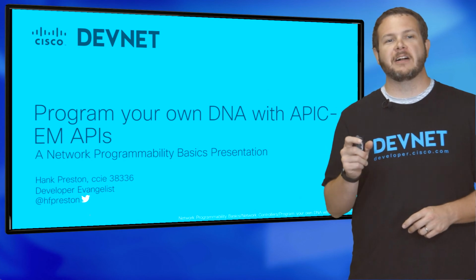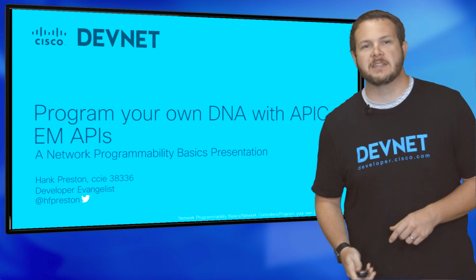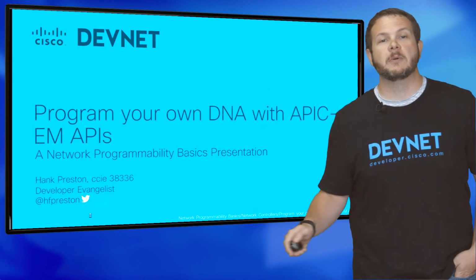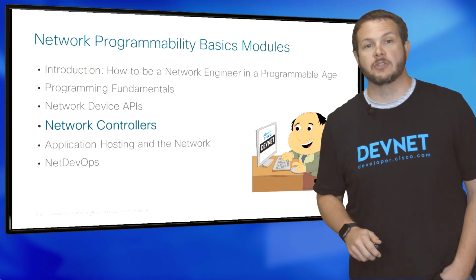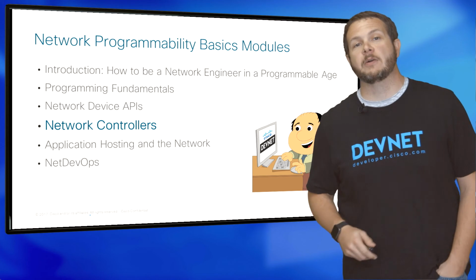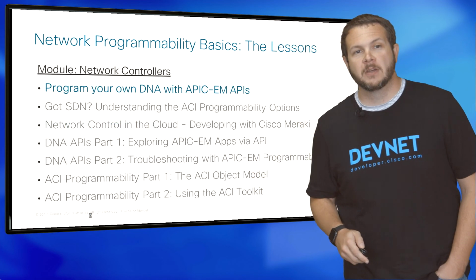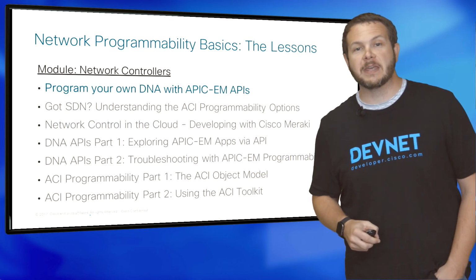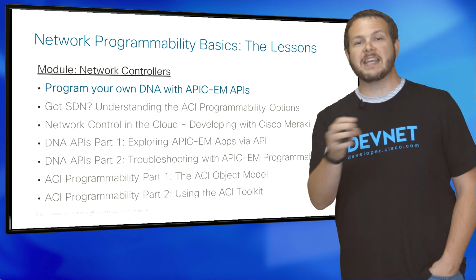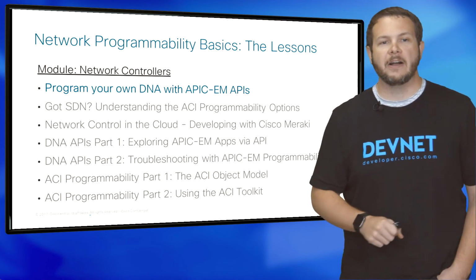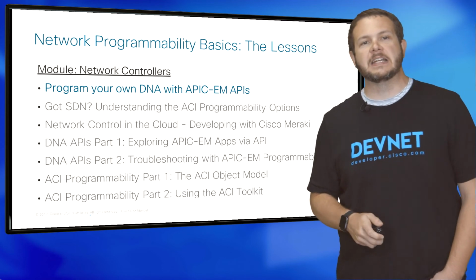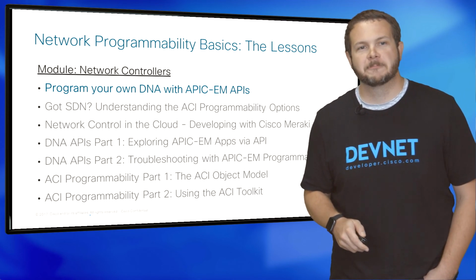This is a lesson involved in our network programmability basics presentation, and we are in the module where we will talk about and cover network controllers and some of the different capabilities you can use network controllers as part of your network programmability strategy. We're in our first lesson here on DNA with APIC-EM, but we'll also talk about ACI programmability options, how you work with Cisco Meraki for the cloud, and we'll dive deeper into both DNA and ACI as well in later lessons.